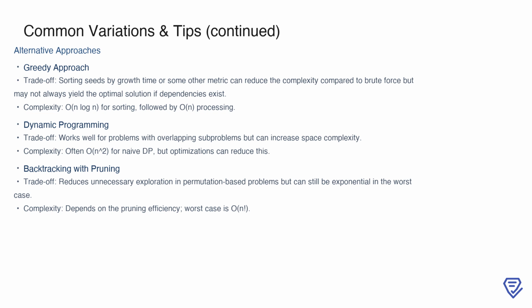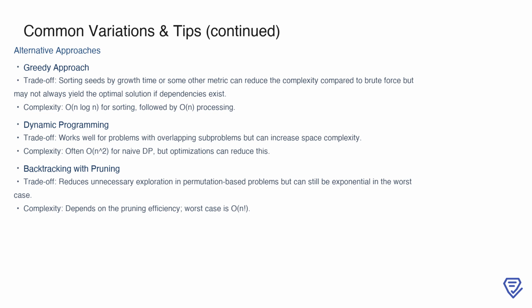There are several alternative approaches to consider for this problem, each with its own trade-offs. A greedy approach, for instance, might involve sorting the seeds by their growth time or another metric to reduce complexity compared to brute force. This method has a time complexity of O(n log n) for sorting, followed by O(n) for processing. However, it may not always yield the optimal solution if dependencies between seeds exist.